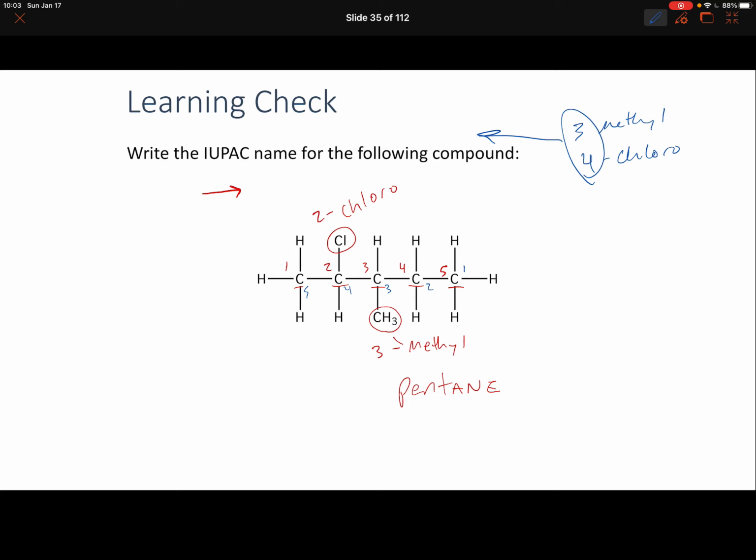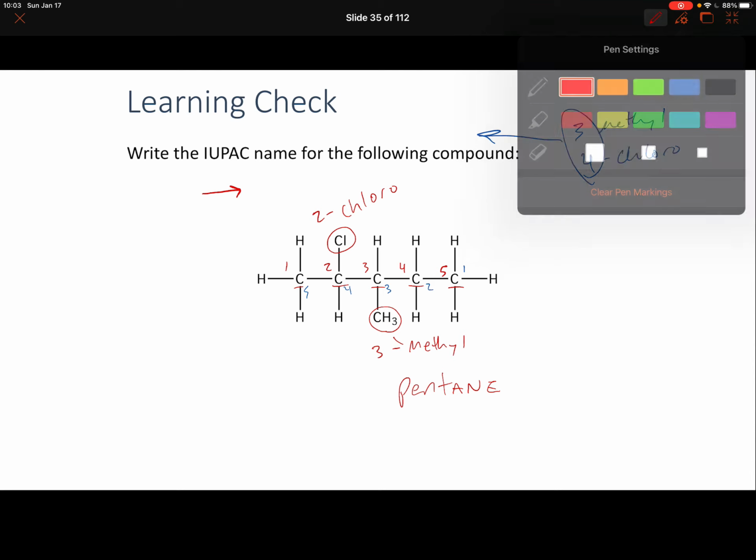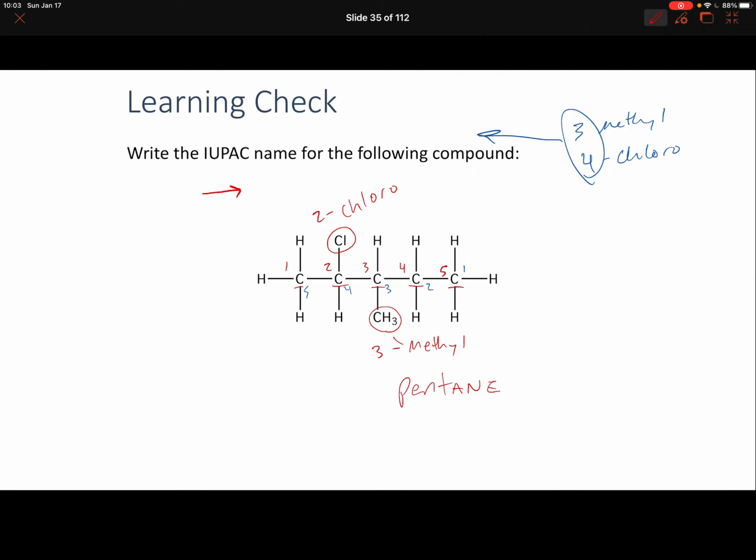So the numbers 3 and 4 and the numbers 2 and 3 will give you the correct numbering system. Basically, we want to number in the way that everything has lower numbers. So 2 and 3 is lower than 3 and 4. So we're not going to number from right to left. We're going to number from left to right.